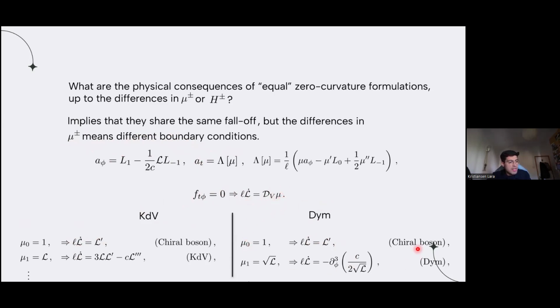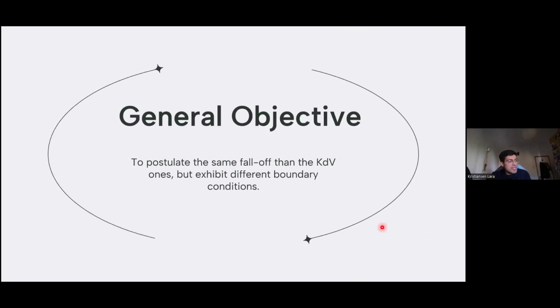I don't know if it's clear. So with this previous discussion, it is possible to define the general objective of this talk, which is to postulate the same fall-off as the KdV boundary conditions, but with different boundary conditions. I will abuse the notation, because in the literature people usually refer to boundary conditions as a whole, while here, and in the article that we are going to write with Francisco and Ricardo, we will split fall-off and boundary conditions. They are on a different footing.